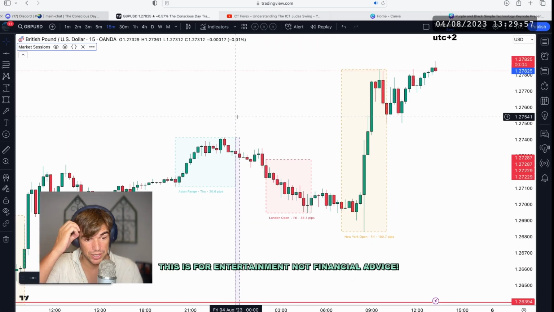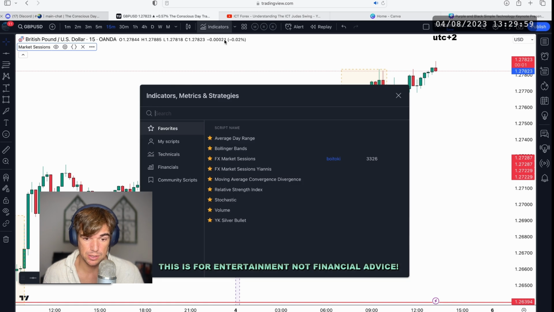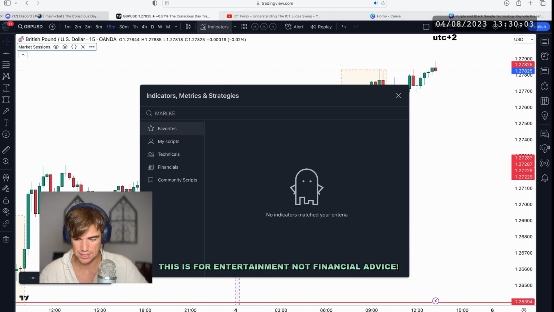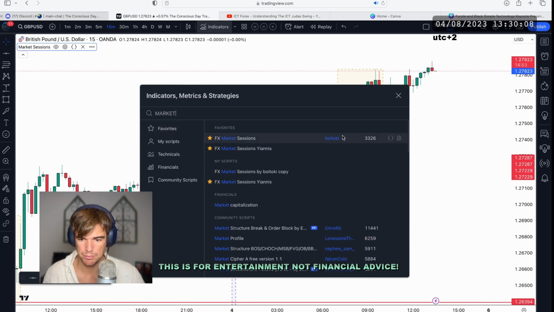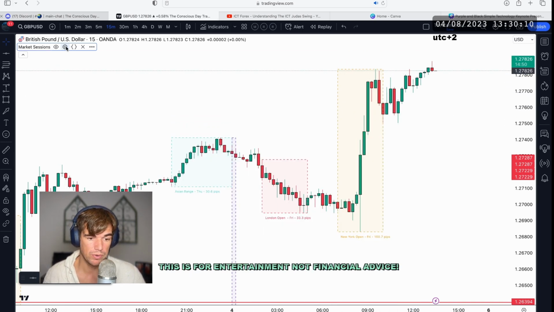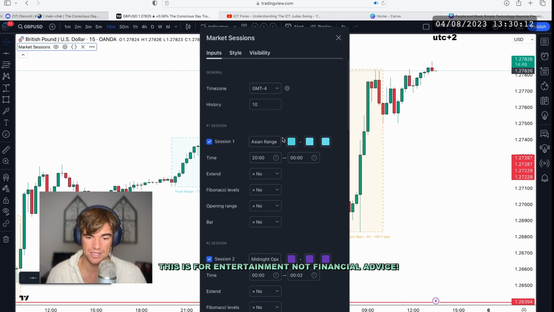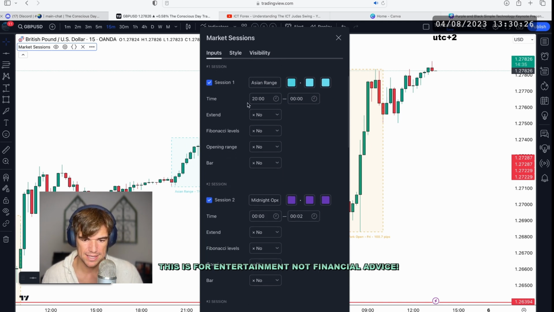Okay, so the first thing that we're going to do is go on market sessions by Boy Toki. So we're going to write market session in the indicator, FX market sessions by Boy Toki. And then when we've opened that, we're going to go on to identify the Asian range. This is specifically now for the Judas swing. We're not going to talk about the silver bullet like we did before. So what we need is the Asian range, which I put in blue. So we're going to do that from 8 o'clock -4 New York time until 12.